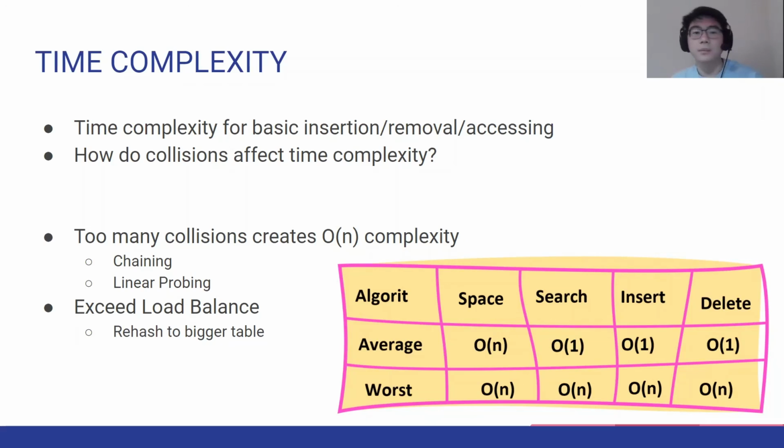And another problem is that with linear probing, you may fill up the entire size of the array in your hash table, and then when you try to insert another item, you'll have to rehash that table into a bigger table, which takes a lot more time.